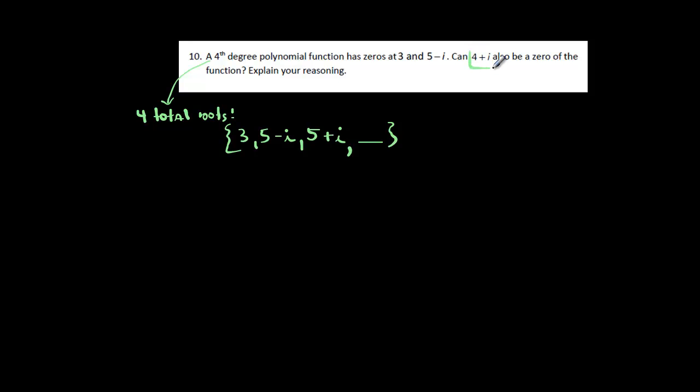They're asking, can 4 plus i also be the root? Well, if it was 4 plus i, you'd have to add 4 minus i as also being a root, which would make this 5 roots, which would go against the fundamental theorem of algebra. You've got 4 roots for a fourth degree polynomial, so 4 plus i cannot be that last root.